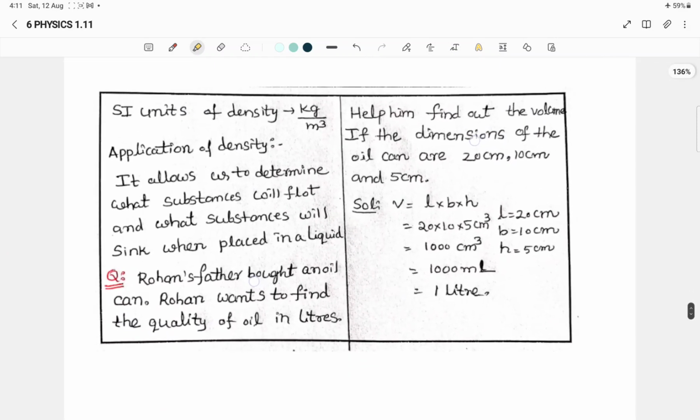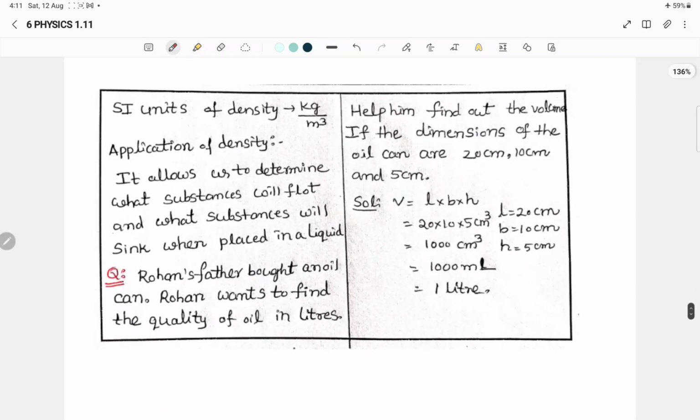Next see here, now SI units of density. Already we know the formula of density, M by V. Okay. In SI system, what is the unit of mass? Kg. What is the unit of volume? Meter cube. That's why the density unit is also kg divided by meter cube. Kg divided by meter cube.